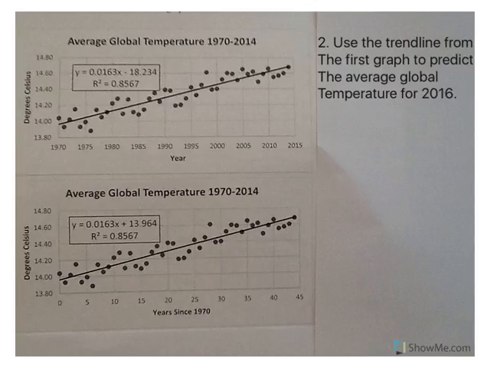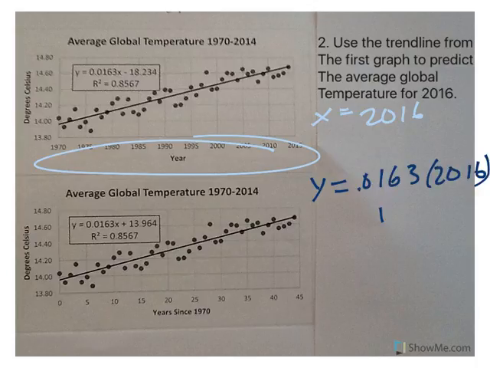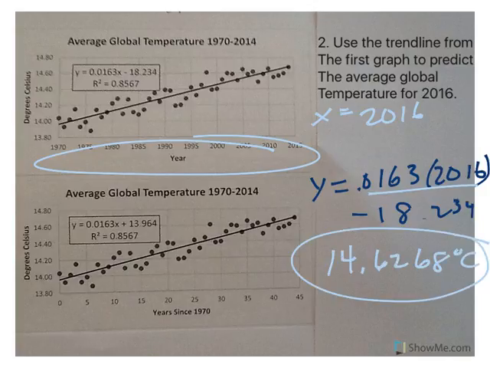Use the trend line from the first graph to predict global temperature in 2016. So we would use x is 46. I lied. In the first one, we would use x is 2016 because they're using the years. My bad. So y equals 0.0163 times 2016 minus 18.234. So we multiply first, then subtract, and we get a value of 14.6268 degrees Celsius. Okay, keep that in mind because we're going to compare this in a second to something else.